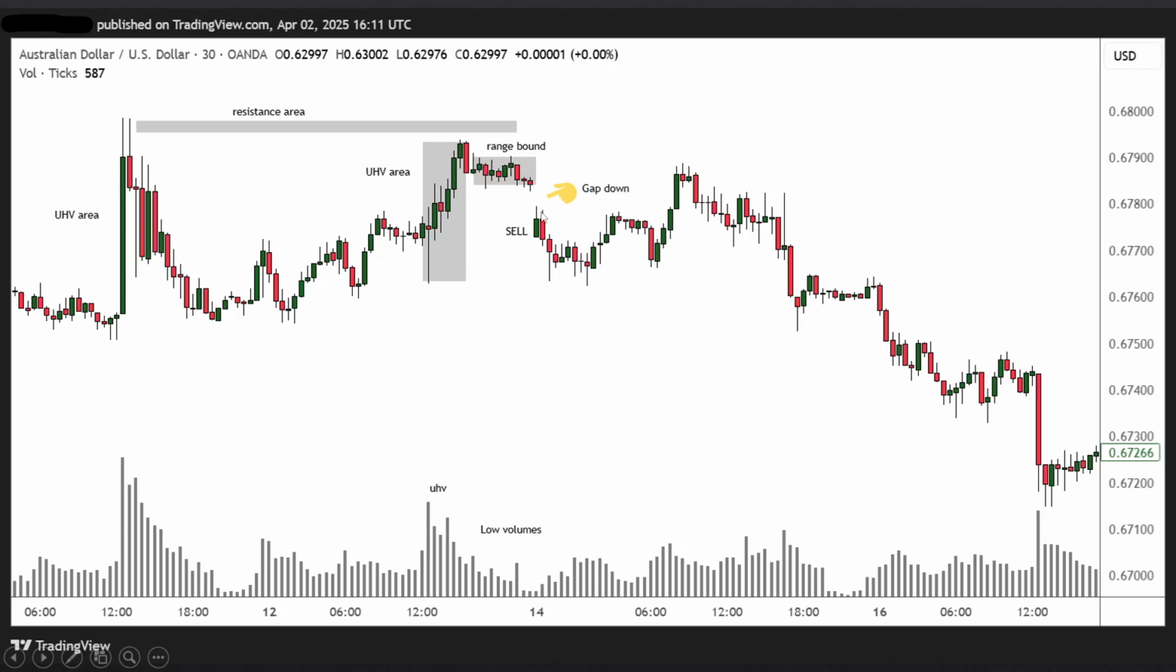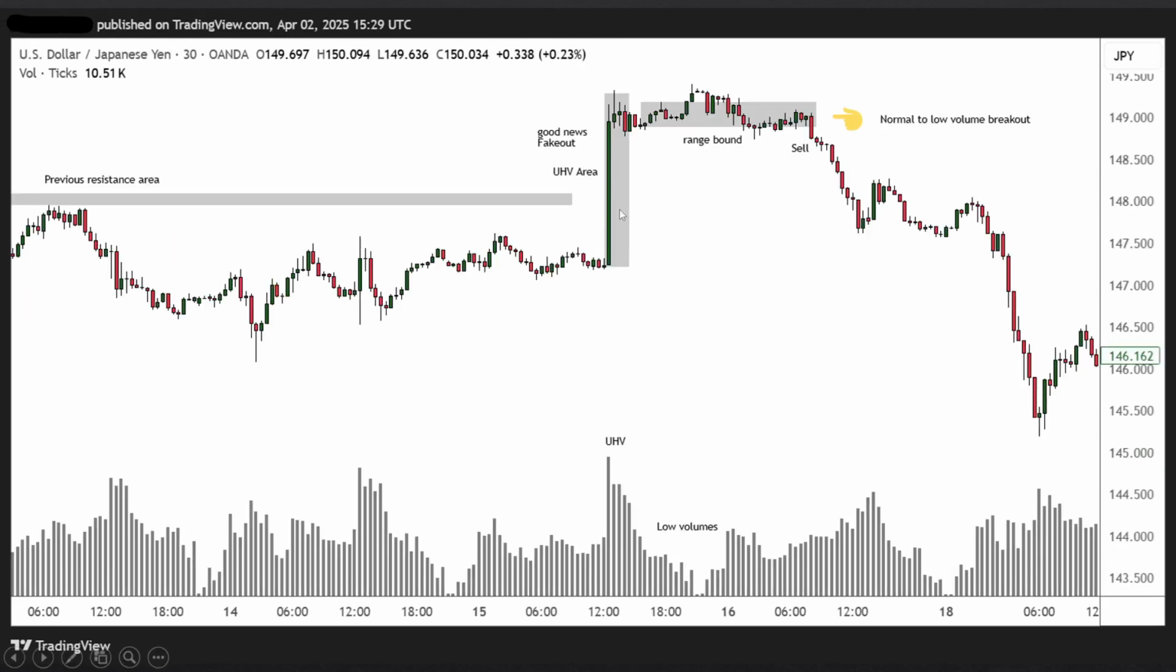Then the gap came out. Whenever the market gaps below this range, just sell it, place a stop loss above, and expect 1:3, 1:5 after that. So that's a very simple strategy. You just need to mark the ultra high volume area, then the range bound, and wait for the range bound breakout to the opposite side of the move.